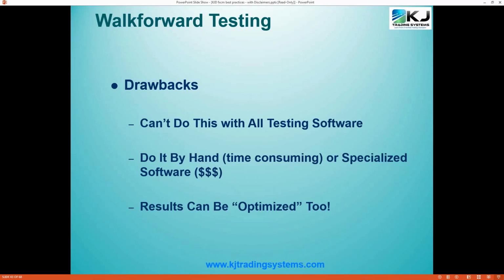And the other thing too is you can optimize these results. So it's not like this is a fail-safe way. I've seen people do Walkforward testing, and if they do it incorrectly, it's just as bad as some of those optimization things we talk about.